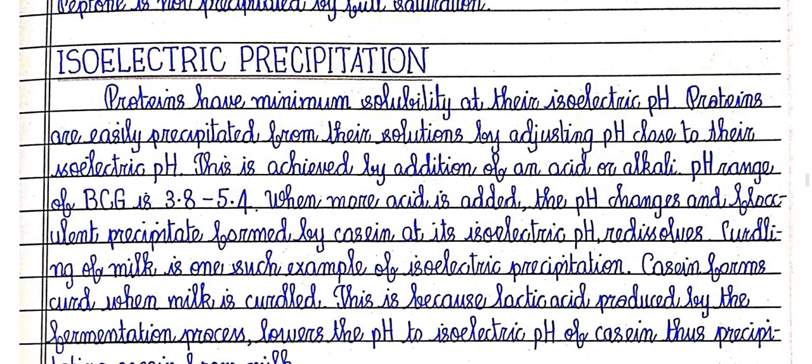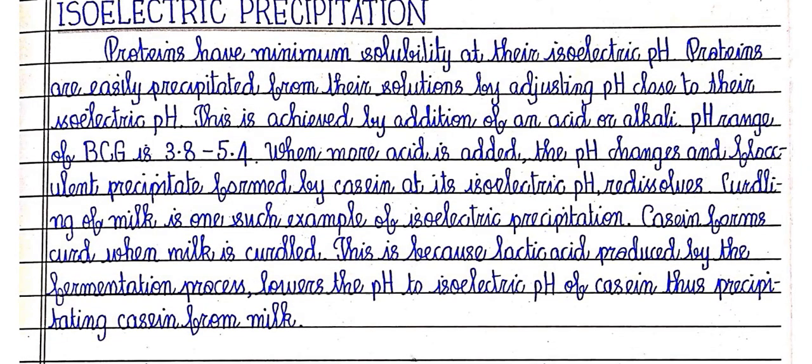And isoelectric precipitation is another method. Proteins have minimum solubility at their isoelectric pH. Proteins are easily precipitated from their solutions by adjusting pH close to their isoelectric pH. This is achieved by addition of an acid or alkali. The pH range of BCG is 3.8 to 5.4. When more acid is added, the pH changes and flocculent precipitation happens, as formed by casein at this isoelectric pH, which dissolves.